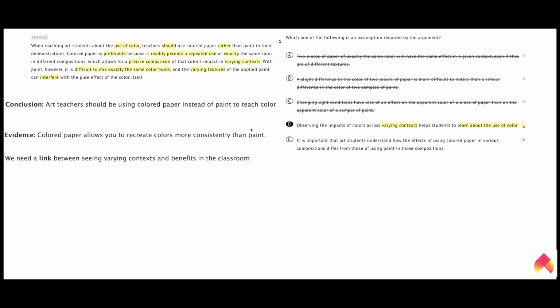Answer choice E, it is important that art students understand how the effects of using colored paper in various compositions differ from those of using paint in those compositions. Our only purpose in the stimulus of using paper was to see color in different contexts. We do not care about anything beyond that use. It's out of scope. So answer choice E is out and D is our correct answer.